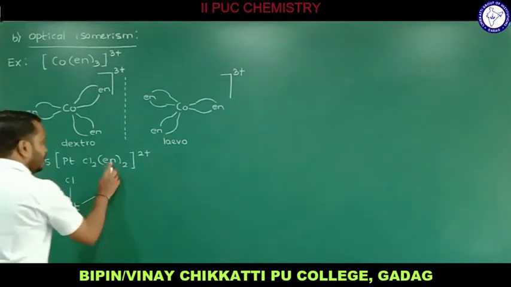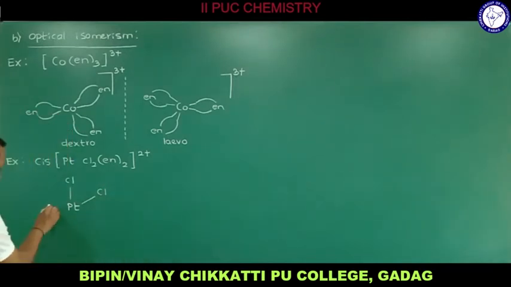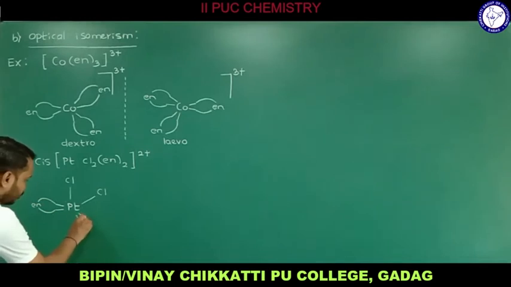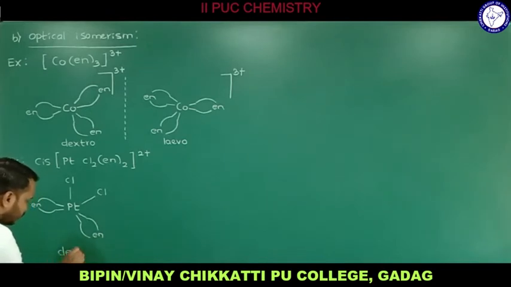One more ligand we have is En, which is a bidentate ligand. Let me draw the bidentate ligand here. This is the bidentate ligand, ethane 1,2-diamine, and one more bidentate ligand I am supposed to draw here. This is the one more ethane 1,2-diamine bidentate ligand, and this is the dextrorotatory molecule, dextrorotatory isomer.